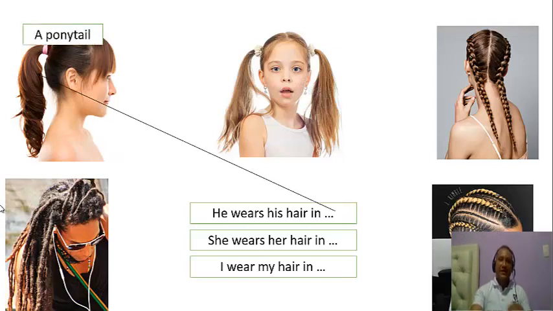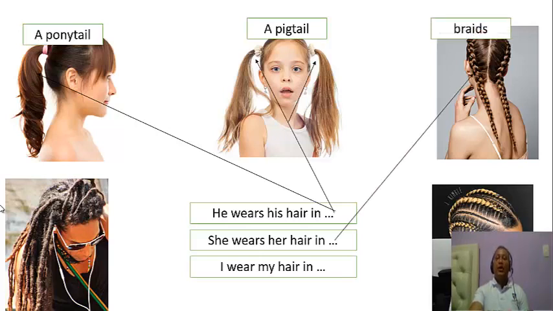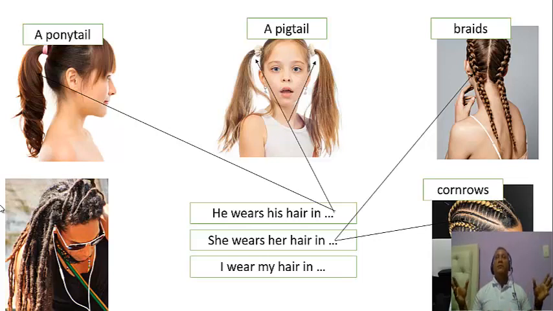A ponytail. She wears her hair in a ponytail. A pigtail. She wears her hair in a pigtail. Braids. She wears her hair in braids, not in a braids, because it's plural. So she wears her hair in braids. Then we have cornrows. Cornrows is a combination of the word corn and the word rows, because it looks like corn crops, those places where people grow corn. So they look like cornrows. That's why we say she wears her hair in cornrows.